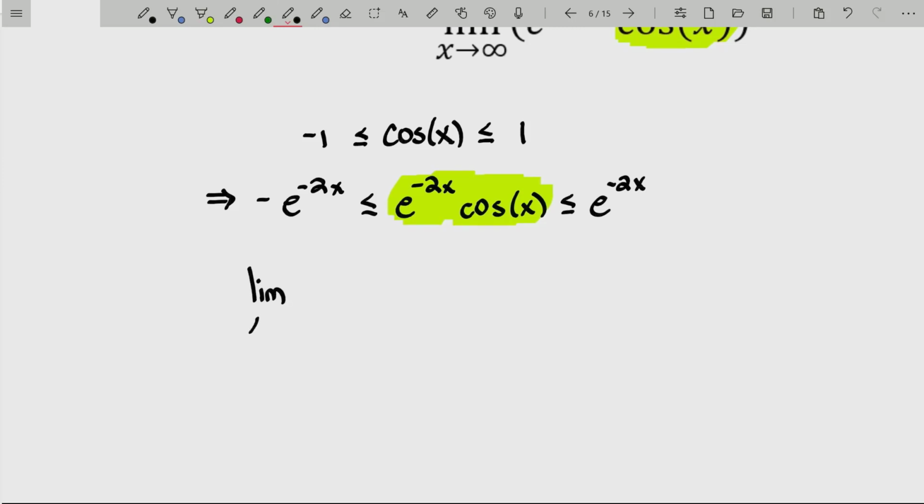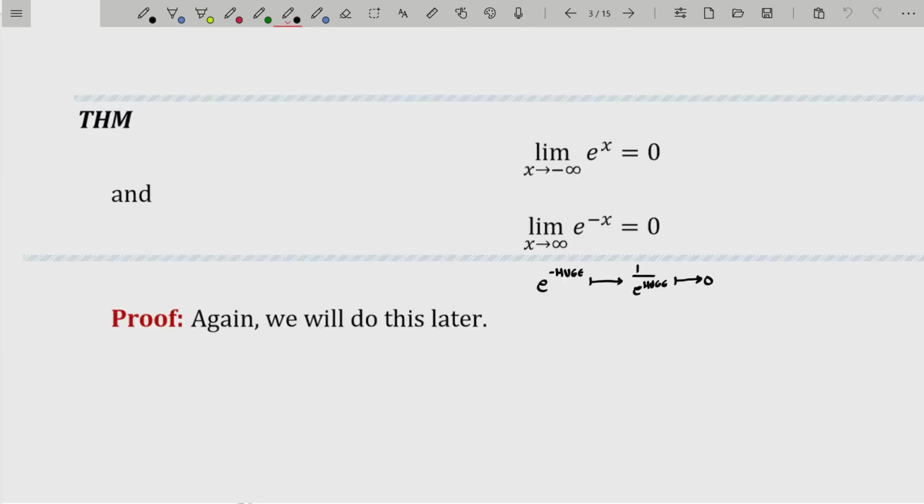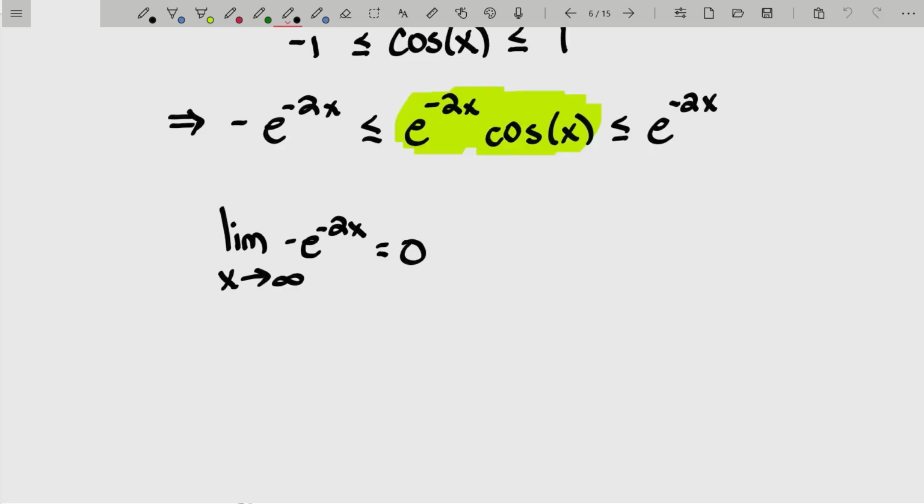You know that the limit as x goes to infinity, because that's what x is tending to, of negative e to the -2x is 0. Why do I know that? Because this is that theorem that I said we would prove later. Limit as x goes to infinity of e to the -x, okay, fine, we have -2x, whatever, is going to be 0. So we're using that.